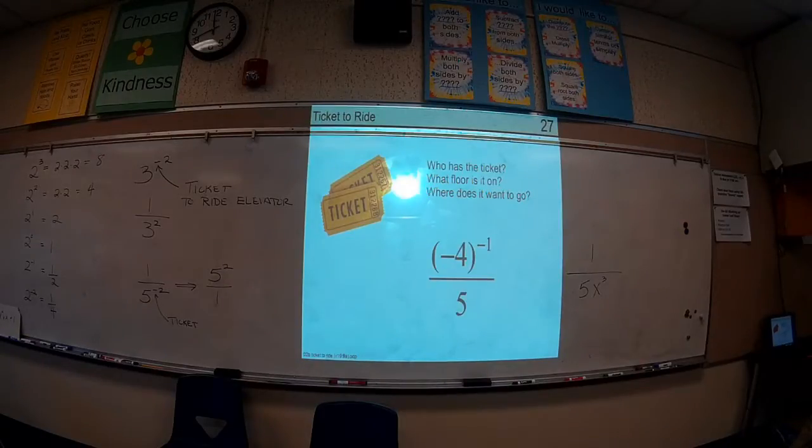Taryn, what's the negative 4 going to do? Micah, what's the 5 going to do? Gavin, what's the negative 4 going to do? Stay. What's the X going to do? Go down. What's the 2 going to do? Stay. What's the Y going to do? Go up.